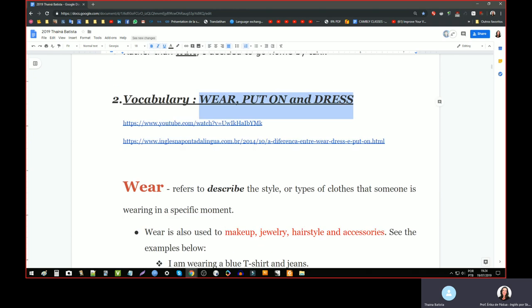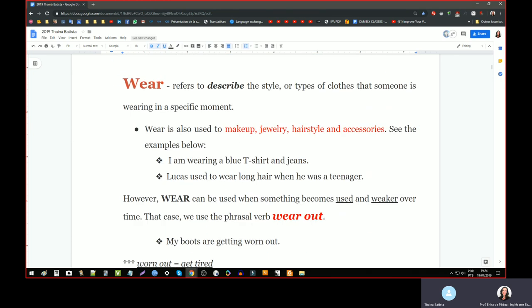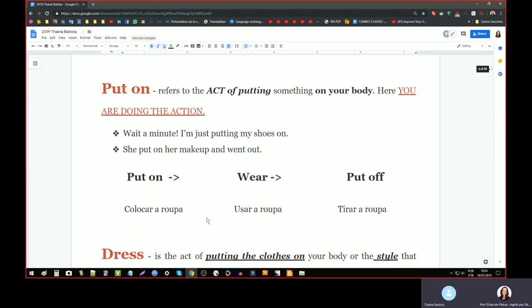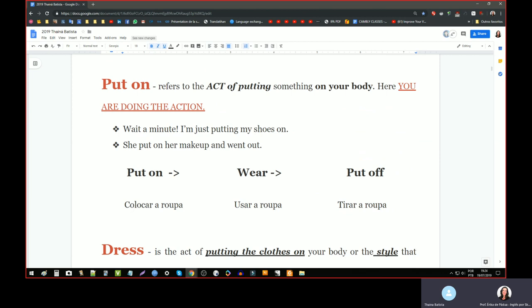So when we are talking about clothes, including makeup, jewelry, hairstyle, and accessories, it's wear, like you said. But what else? So we use it for the action of putting something on your body. Yes. So in that case, you are doing the action. The examples: I'm just putting my shoes on. She put on her makeup and went out.